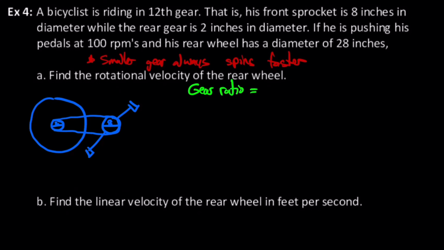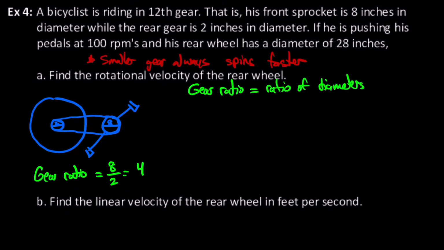And a gear ratio is simply equal to the ratio of diameters. It could be ratio of diameters, it could be ratio of the radii, it could be ratio of the number of teeth on each gear. So in this case, what is my gear ratio? 8 divided by 2, or 4 to 1, or I'll just say 4.